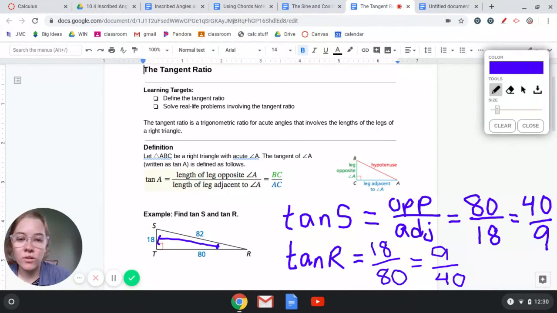You might notice that these two answers are reciprocals of each other. So you have 40 over 9 for tangent of S and 9 over 40 for tangent of R. That's always going to be true. Just a little pattern recognition thing. Okay, let's keep going.